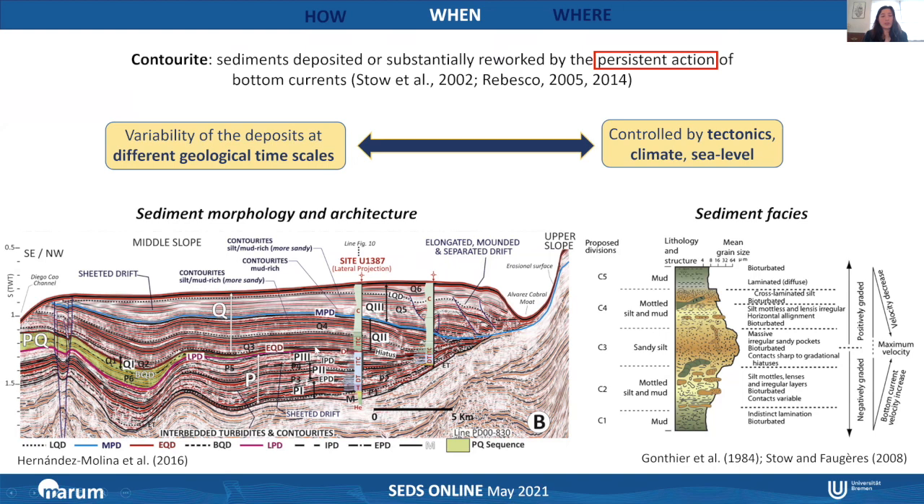And what we usually do is we have this geological record, and we tend to interpret based on these observations what were the changes in tectonics, in climate, and sea level. But actually what is changing are the currents. And that's what we are missing a little bit to really know exactly how do tectonics, climate, sea level change the currents, and how do the currents change the contourite.